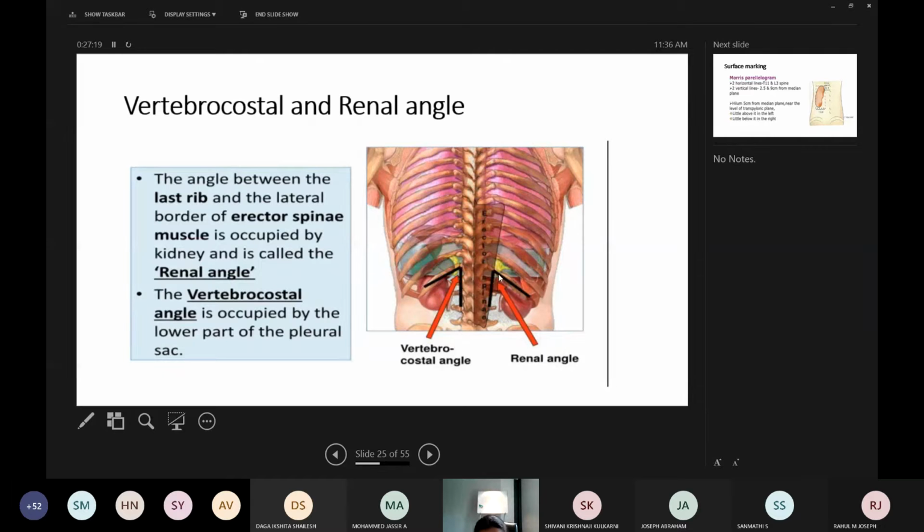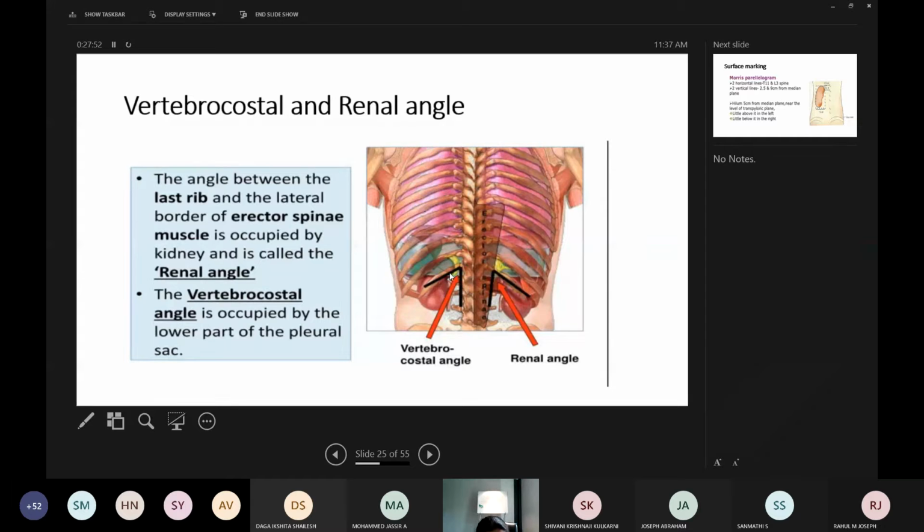So any dull aching pain from the kidney is felt in this renal angle. You feel pain or tenderness. Whenever the pain is there, if that point is pressed, the patient will feel more pain. That is the tenderness, in case of pathologies of the kidney. Then one more angle is the vertebrocostal angle. This is between the lateral border of the bodies of the vertebra and the 12th rib.